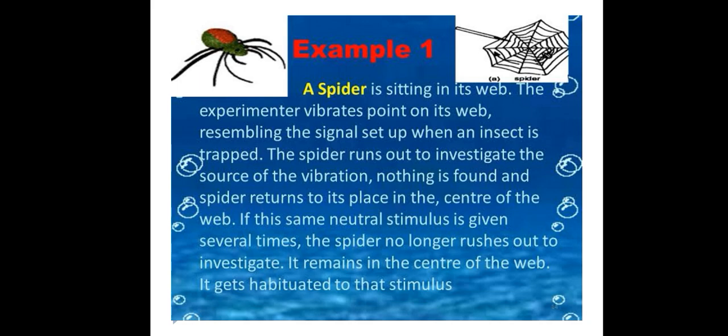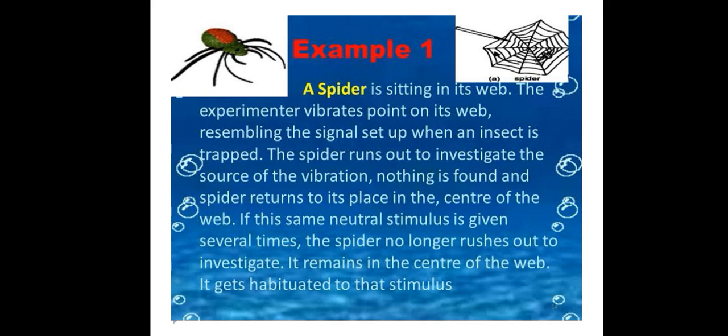Here, in the initial stages, the spider thinks there is an enemy. After a series of repetitions, it's habituated, and there is no disturbance from such vibrations. It does not respond to the unwanted stimuli, which are not useful or harmful to that animal.